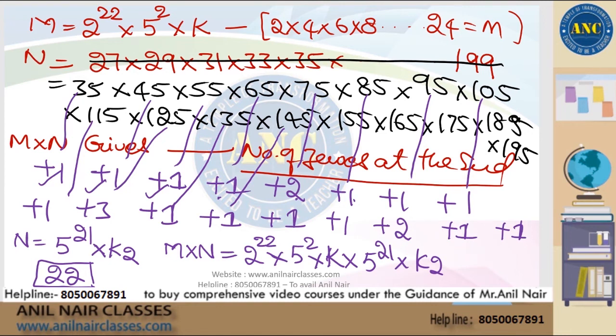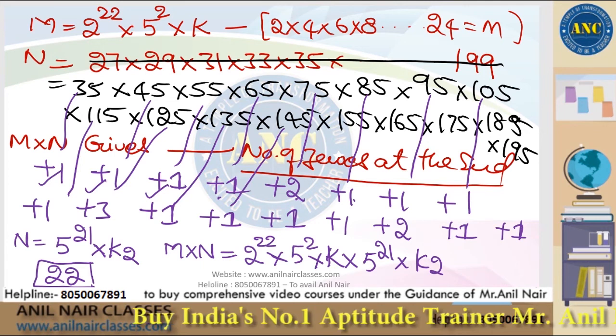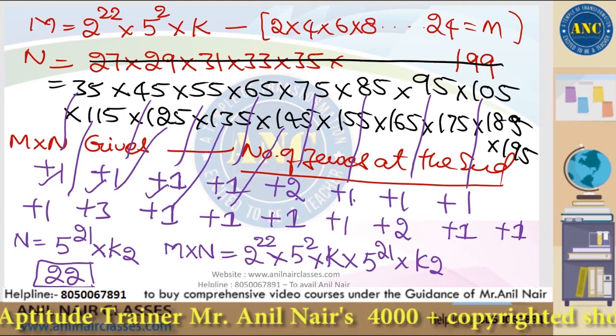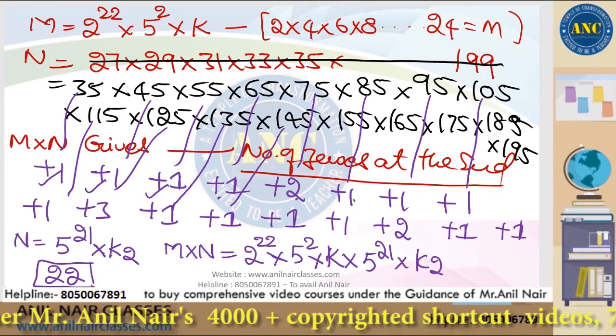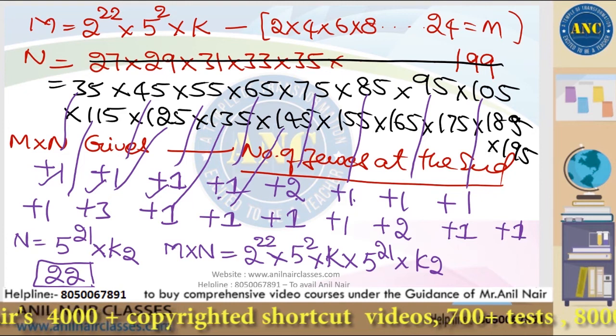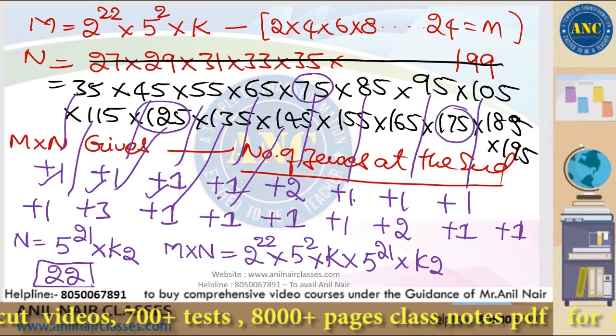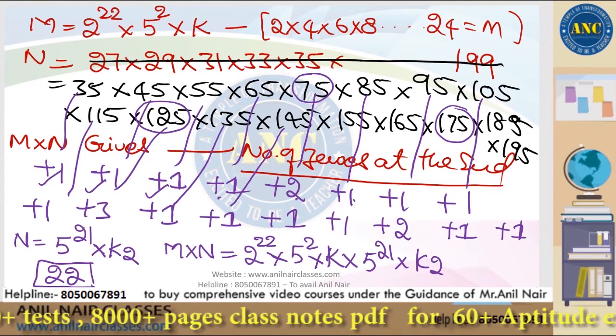35 is 5 into 7, so 1 power of 5 will be there. 45 is 5 into 9. 55 is 5 into 11. 65 is 5 into 13. 75 is 5 into 15. 85 is 5 into 17. 95 is 5 into 19. 105 is 5 into 21. 115 is 5 into 23. 125 is 5 into 25. So here I got two cases, 25 into 3, 25 into 5, 25 into 7. So there I got two cases.